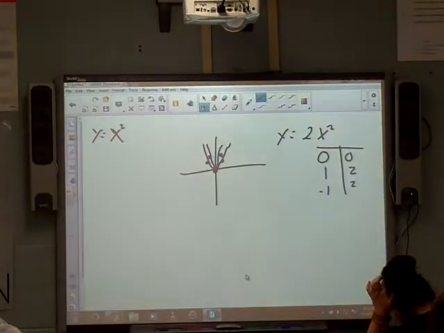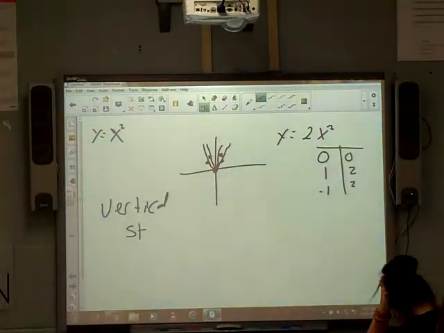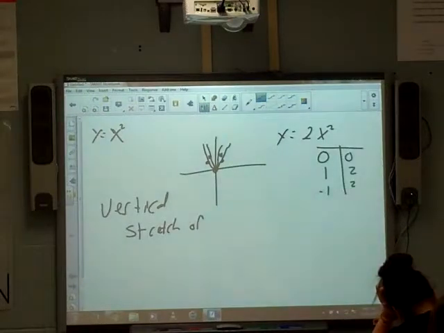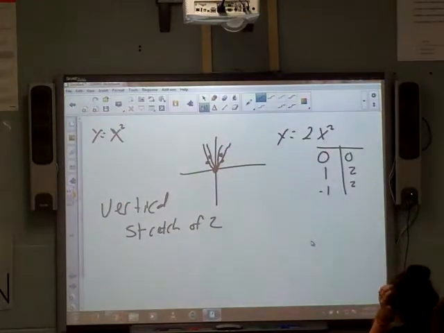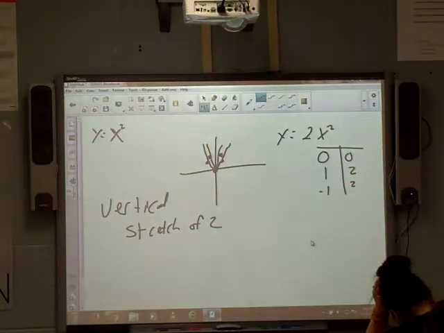Point number 3, it says describe the transformation. What's different between these two equations that I have written? We got a 2 out in front, which means a vertical stretch of 2. So you got to have 2 graphs, and then you got a vertical stretch of 2. So there's 3 points on all 3 of these.